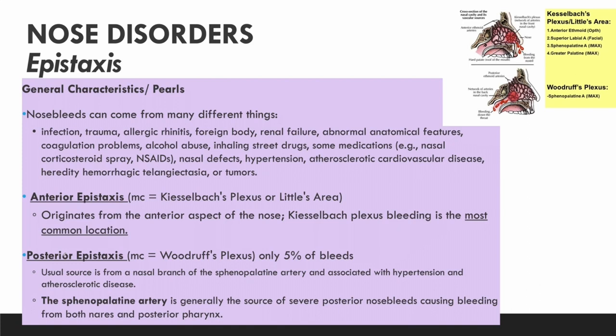Now, posterior epistaxis is much less common. It's only about 5% of bleeds. This comes from Woodruff's plexus, specifically the sphenopalatine artery, which is a branch of the maxillary artery. And these are significantly more dangerous, less common, but they can cause severe nosebleeds to the point of morbidity, mortality. So they must be taken care of. And we see it a lot associated with hypertension and in the elderly population.